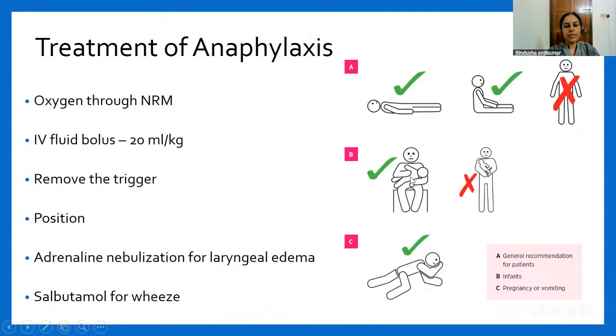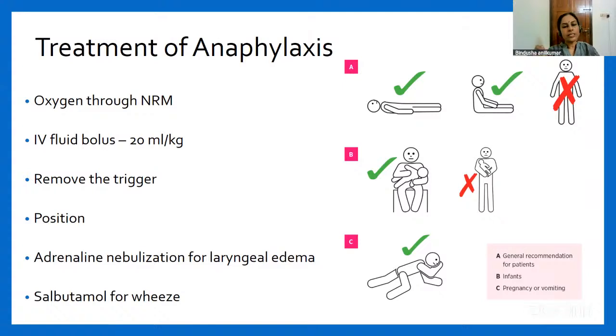And if it is a baby, the baby can be kept either in the cot, or if the baby is kept in the mother's lap, the baby should be held in such a way that the head is at the level of the body only. It should not be held in such a way that the head is higher than the body. And even the sideways lying position can also be preferred, especially if there is associated vomiting.